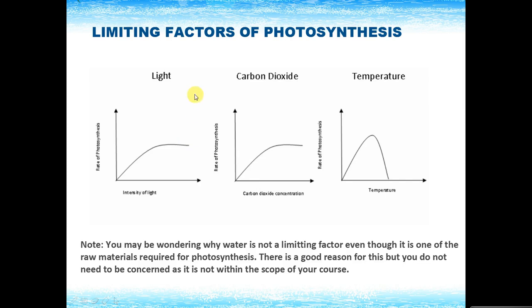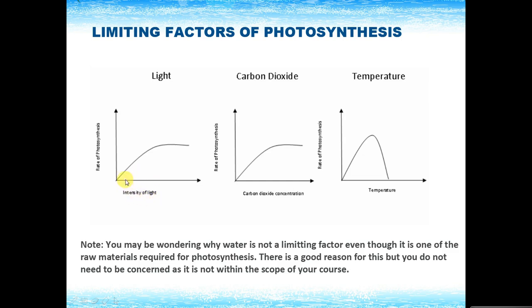Some limiting factors of photosynthesis would be light, carbon dioxide, and temperature. You might be wondering why water is not a limiting factor, even though it's one of the raw materials required for photosynthesis. There's a good reason for this, but you don't need to be concerned with it because it's not within the scope of your course. So we're just going to take a look at each of the graphs one by one.